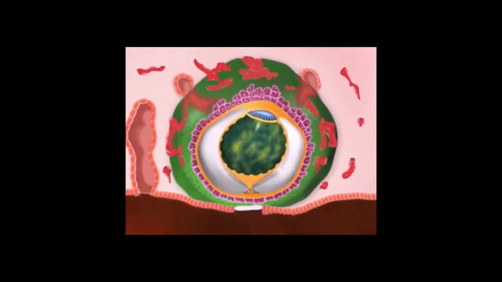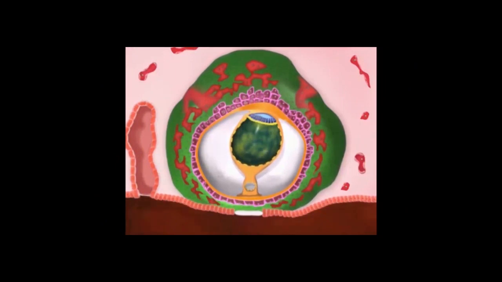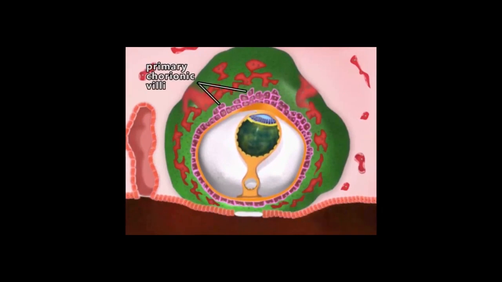The extraembryonic mesoderm splits into 2 layers, the extraembryonic somatic mesoderm, which lines the trophoblast and covers the amnion, and the extraembryonic splanchnic mesoderm, which surrounds the umbilical vesicle. The primary umbilical vesicle decreases in size and gives rise to a smaller secondary umbilical vesicle. By the end of the second week, primary chorionic villi are formed.